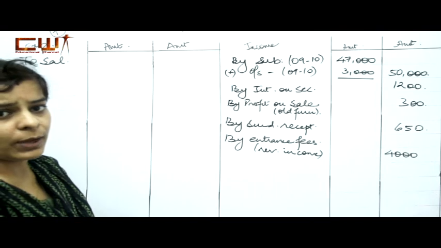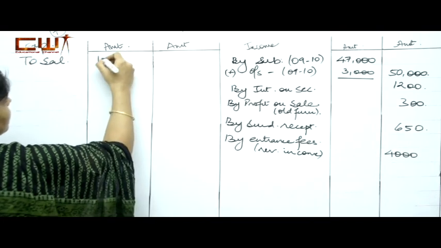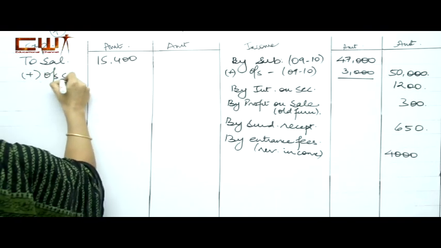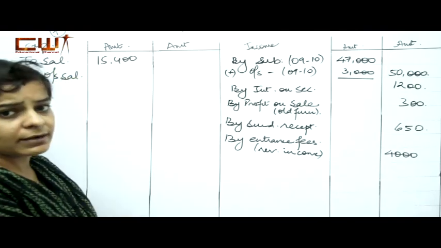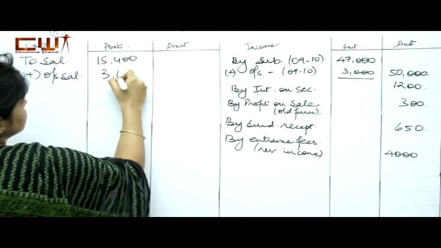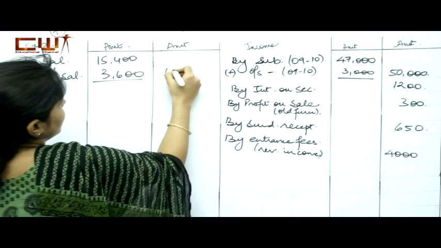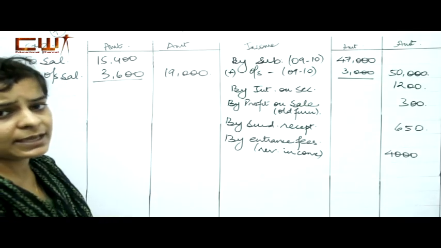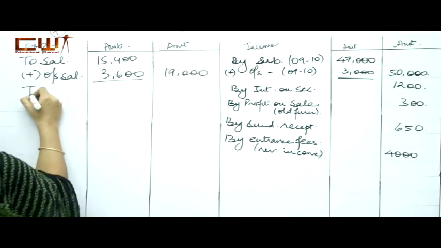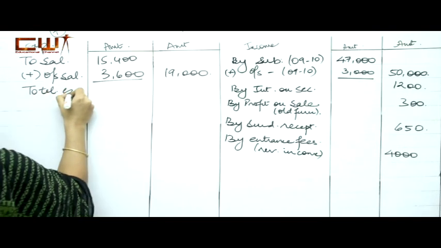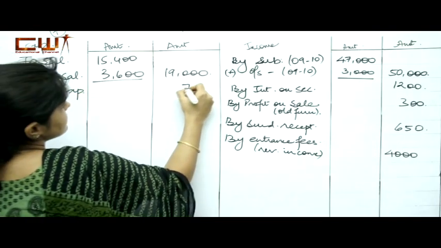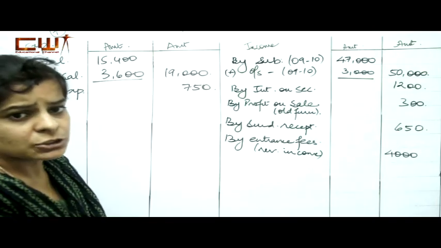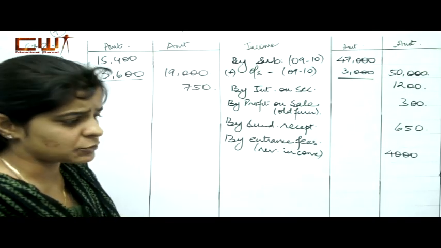Salaries is given to you as 15,400. Okay. Then there is outstanding salary also. Outstanding salary is 3,600. So this will add up to 19,000, right? Next they have given the telephone expenses, 750. To telephone expenses 750.